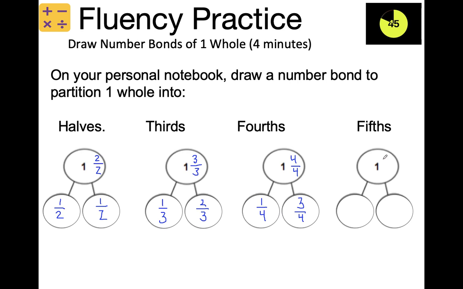So same thing with fifths. 1 whole, we're talking about fifths, means 5 fifths. If I have 1/5, okay, what do I need to add to 1/5 to get 5 fifths? I need 4 fifths to make it a whole. Okay? Just double check your work. I know you guys can do this. You're brilliant.